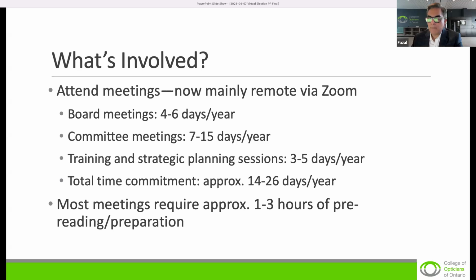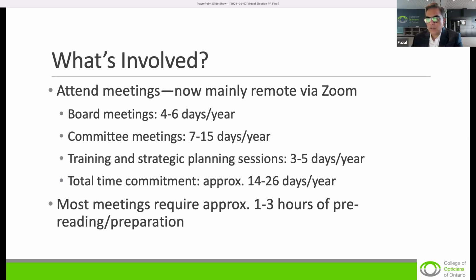Sometimes they're half-day meetings. A lot of the committee meetings are typically half days. Usually they're scheduled in the mornings from about 9 till about 11 or 12. So, they're typically a little bit easier to slot in.